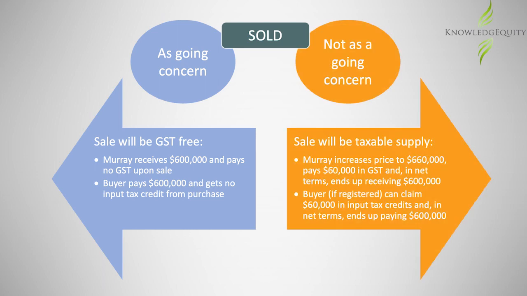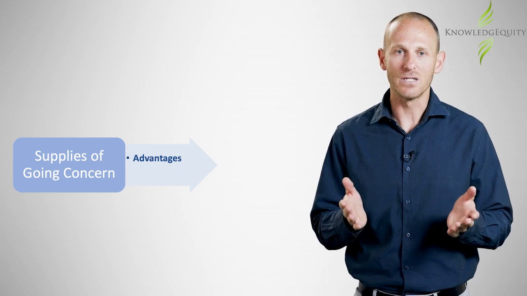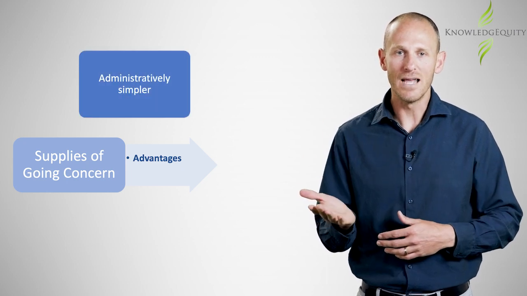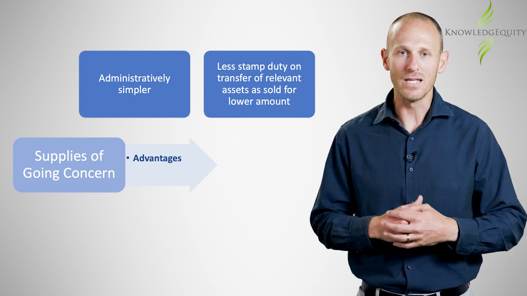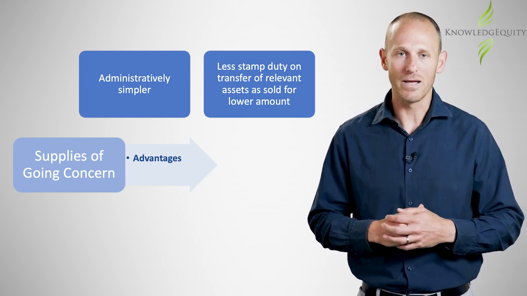On the other hand, if it was not GST free, then Murray would likely raise the price to $660,000. This would mean that he would pay $60,000 in GST and still end up with $600,000 in net terms. The buyer, if registered for GST, could claim an input tax credit for $60,000 and end up paying $600,000 in net terms. The advantages to the going concern exemption include administrative simplicity and saving money on stamp duty, as the sales price is a smaller amount.